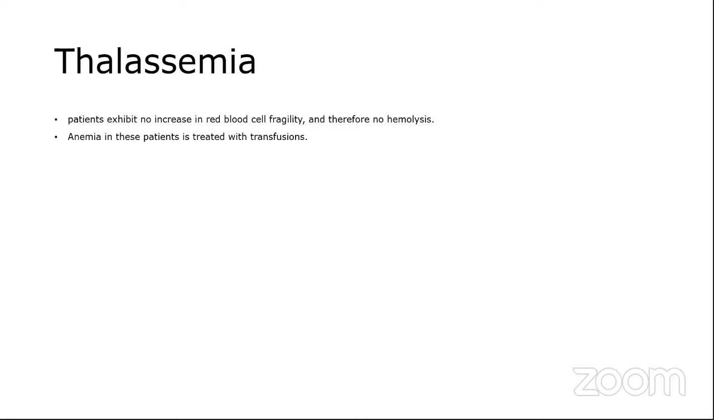For miscellaneous diseases: thalassemia, glucose 6-phosphate dehydrogenase, and acute methemoglobinemia. For the thalassemia, it exhibits no increase in red blood cell fragility, because in thalassemia there is no hemolysis. But if we have an anemia, we should treat it by transfusion, because this is not a cell membrane defect. Instead, it's a protein defect.